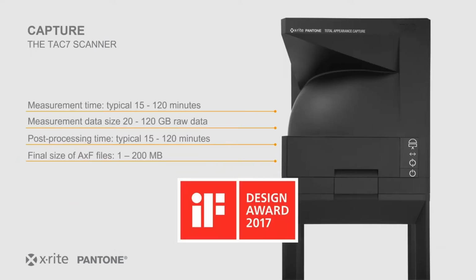So the TAC7 scanner, we are able to do the measurements in anywhere from 15 minutes to an hour and 20 minutes. This is a slide that still needs to be updated. And then the measurement data size, this is the raw data that's created, can be anywhere from 20 to 120 gigabytes. Well, that is quite large, and a lot of the secret sauce in here is taking that data and creating what you see there at the end, which is a final AXF file of 1 to 200 megabytes.